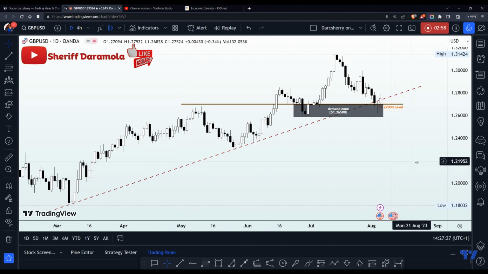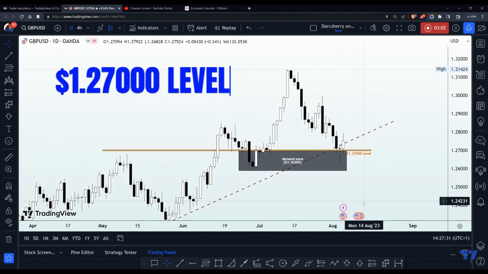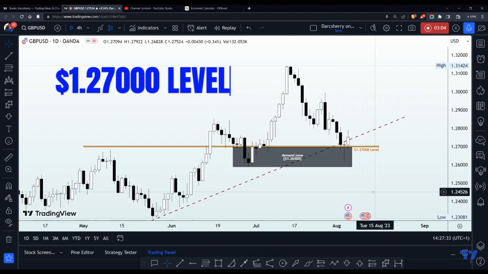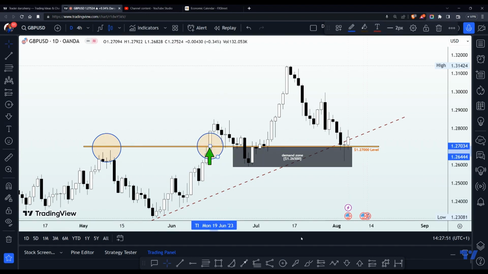Now, in addition to that trend line is this key level situated at the 1.2700 area. As you will see, since the month of May, this level has been a major determinant of price action. Now, look at what happened here in the month of May. It was initially a selling niche at some point. Then we saw how price action did break out of that level in the month of June.